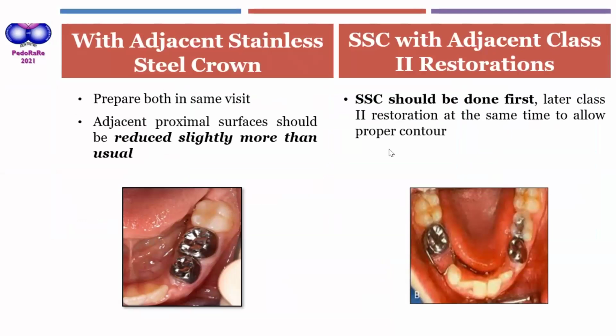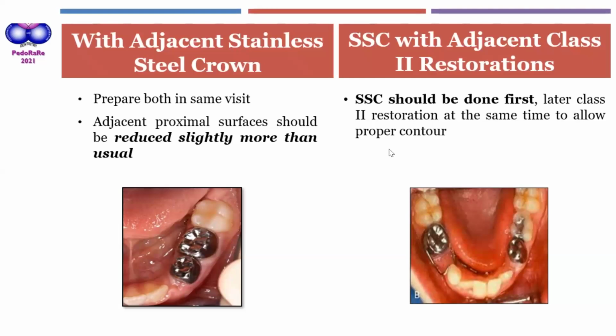Whenever there's an adjacent stainless steel crown, as I mentioned, make sure you cut both the teeth together. Don't place just one, because supposedly you're cutting on D and E, then we have to slightly cut the distal of D and mesial of E a little bit more so that it can accommodate, and with a straight hoe make sure that the areas are a little bit compressed so that they sit in the best possible way. So make sure the adjacent proximal surfaces are reduced slightly more than usual. This is fundamental when two teeth are getting stainless steel crowns placed.